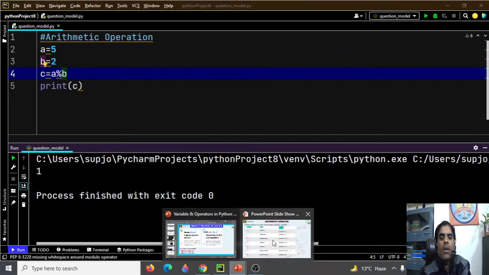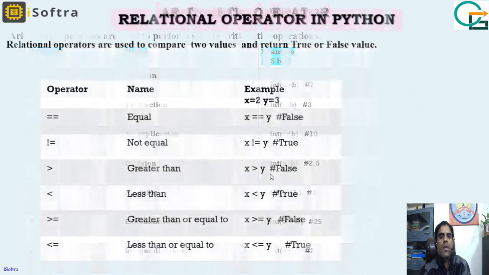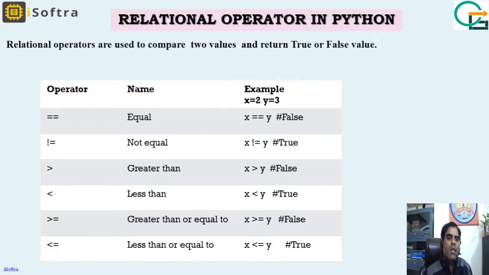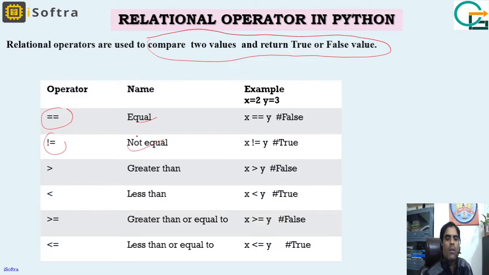So this is about the arithmetic operations that we discussed. Next one is relational operator. The relational operator is also called comparison operator. Relational operators are used to compare two values and return true or false values, like equal, not equal, then greater than, less than, greater than or equal to, and less than or equal to.